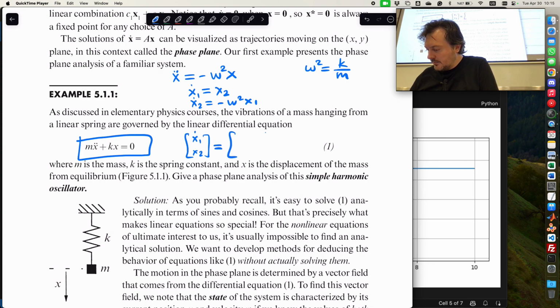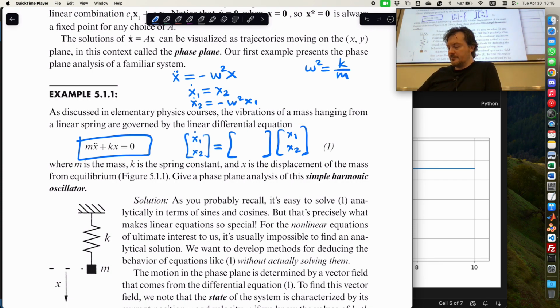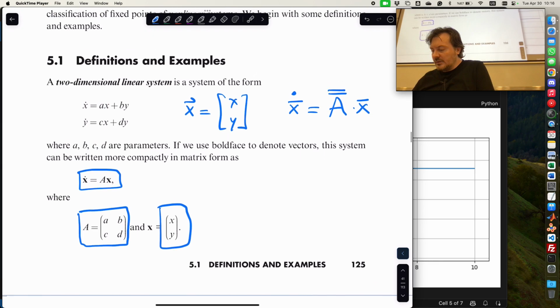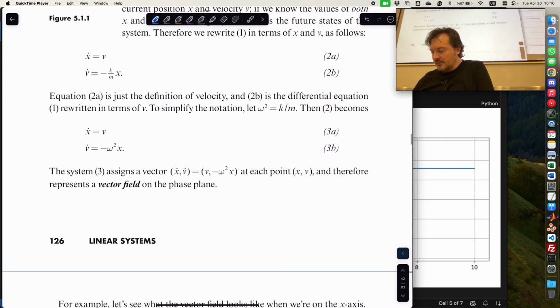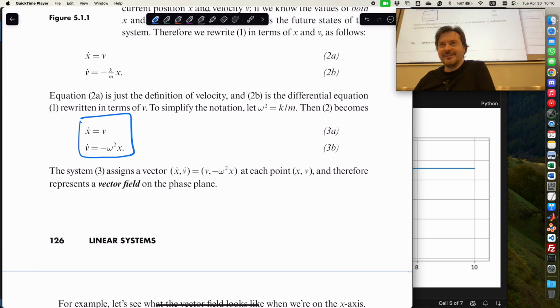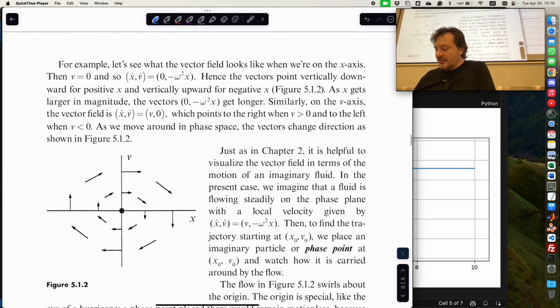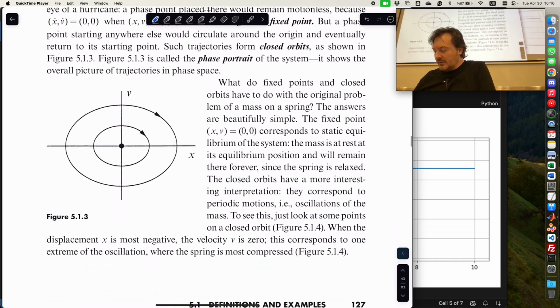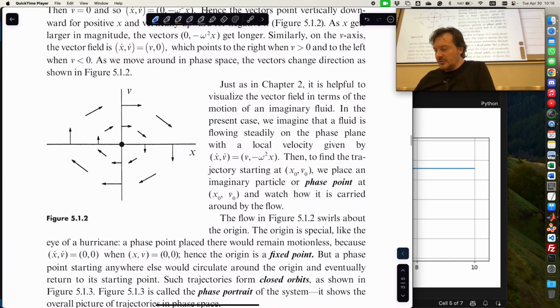So x1, x2 dot is what? Can you tell me the matrix? 0, 1, minus omega squared, 0, right? So you can write down this result as a matrix and you can figure out what is going on.